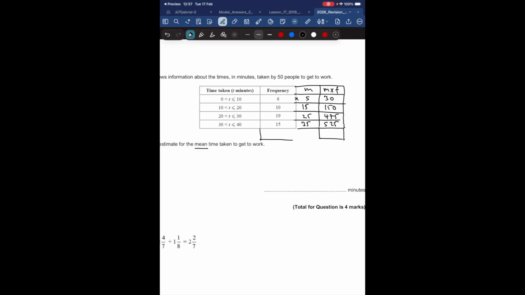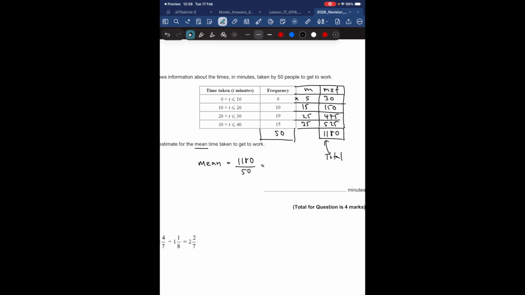Now, to get the mean value, we have to take the total of the M times F column, and we have to divide it by the total of the frequency column. So we need to work out this total first. So if we just add up the values in that column, 30 plus 150 plus 475 plus 525, we get 1,180. If we add up the frequency column here, we should get 50 people. And the mean time taken will be the total of the M times F column, which is 1,180 divided by 50.